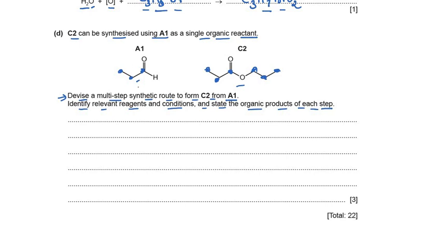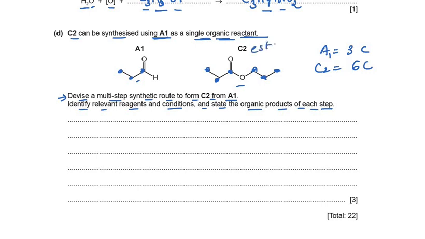Okay, it's also written that synthetic route using A1 as a single organic reactant. So we are not supposed to use any other reactant. A1 is the only reactant which we have to convert. So that shows that we have to use A1 twice. Why? Because A1 has only 3 carbon atoms, but C2 has 6 carbon atoms. So that shows A1 should be changed in 2 different compounds in 2 different ways and then combine them to form C2.